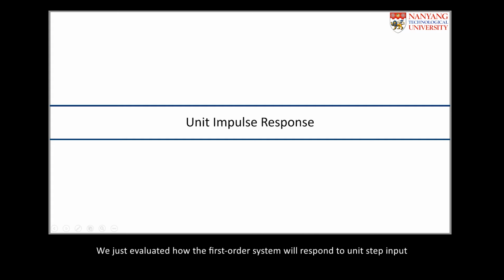We just evaluated how the first order system will respond to a unit step input, right? And then from there, previously we concluded that when time is equal to the time constant, the response will be equal to 63.2% of the steady state value. Now, we are going to discuss how a first order system will respond to a unit impulse signal.